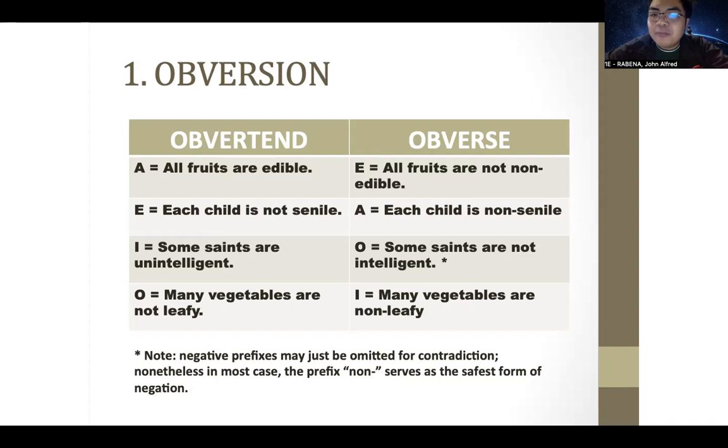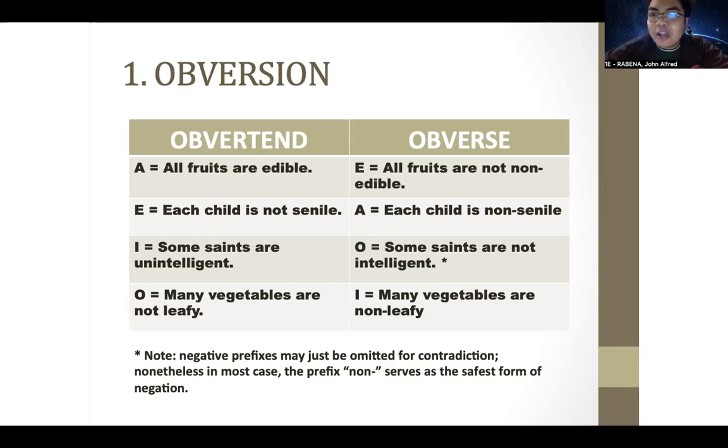So the obverse would be each child is non-senile. All right. Now, if the obvertend is an I proposition, for example, some saints are unintelligent, first we change the quality. The quality in an I proposition is positive. We change that into a negative quality, so it will become some saints are not unintelligent.